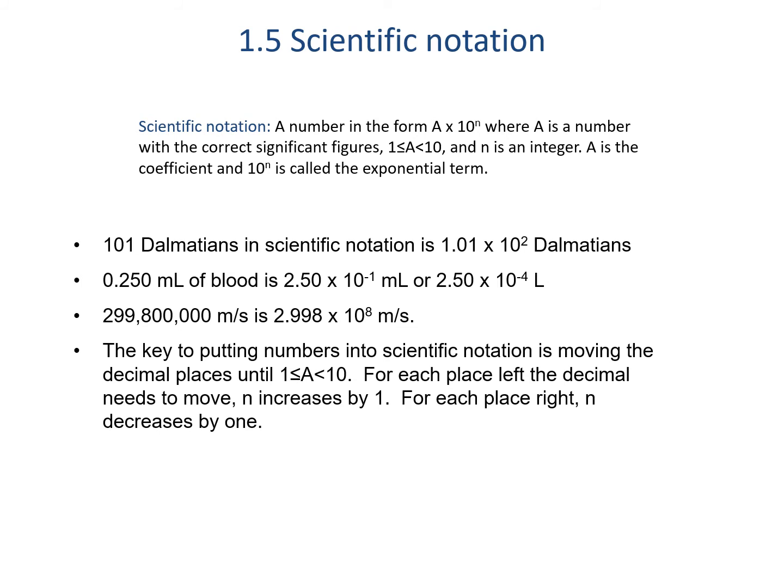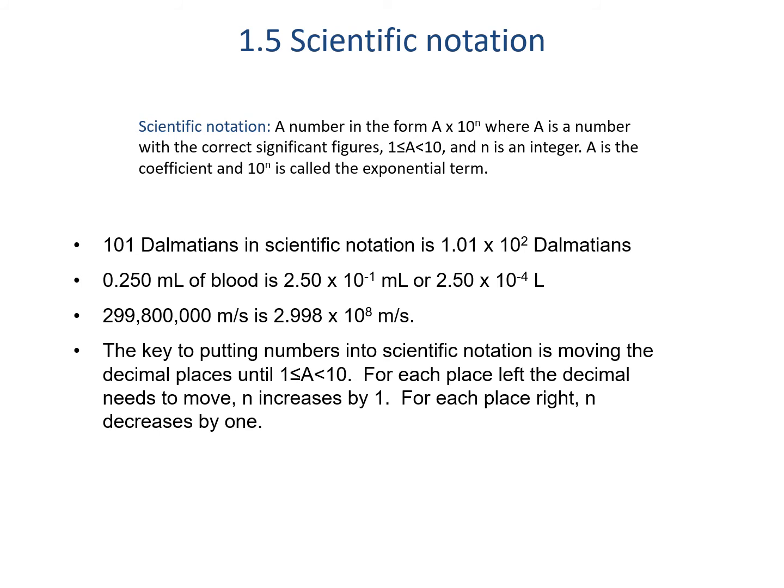If the decimal is moving left, like in the Dalmatians example, the power of 10 goes up for every position you move to the left. If the decimal is moving to the right, like in the blood example, the power of 10 goes down for every position. Again, you can make sure that you went the right direction by just completing the calculation. These are really easy to check your work.